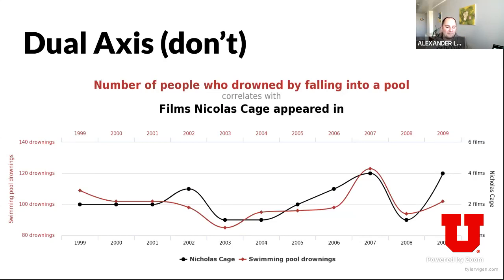If you play with dual axis and scaling, you can emphasize very, very spurious correlations, right? So the number of people who drowned by falling into a pool correlates with films Nicolas Cage appeared in. This is from a website that finds these kinds of weird correlations that don't have to have anything in common.